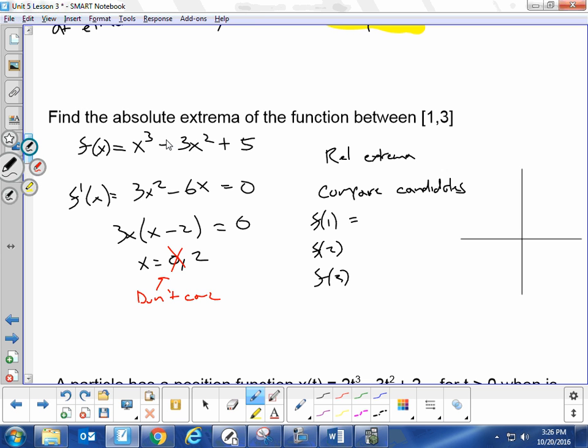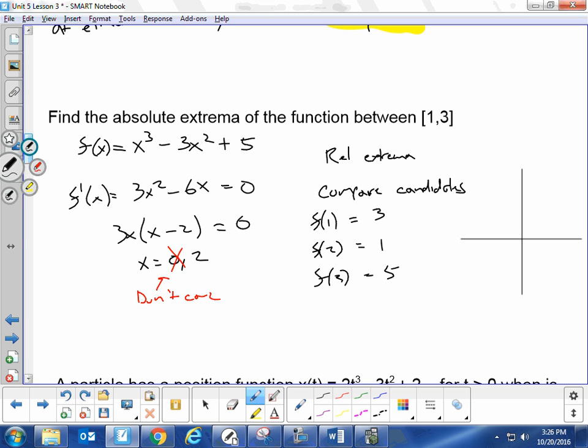And I get 1 minus 3 plus 5, so that's negative 2 plus 5, that's 3. For 2, I get 8 minus 12 plus 5. 8 minus 12 is negative 4, plus 5 is 1. And for 3, I get 27 minus 27 plus 5, which is 5. I've exhausted all of our candidates.